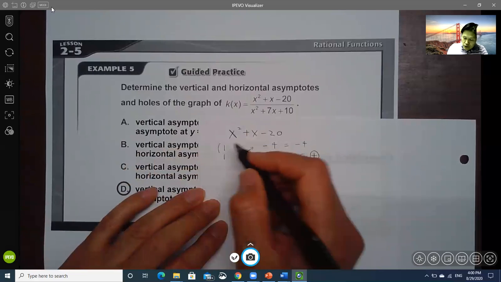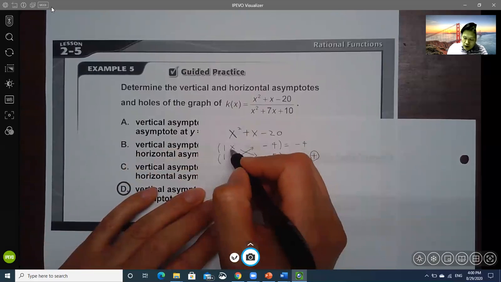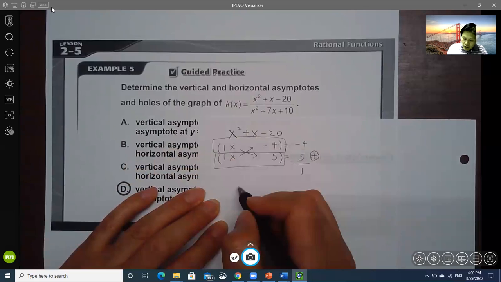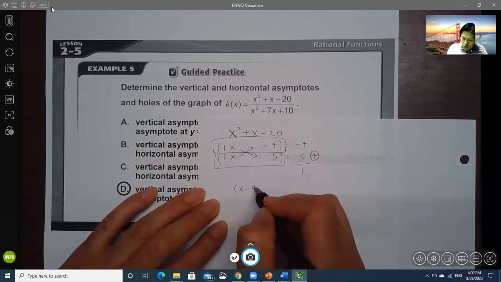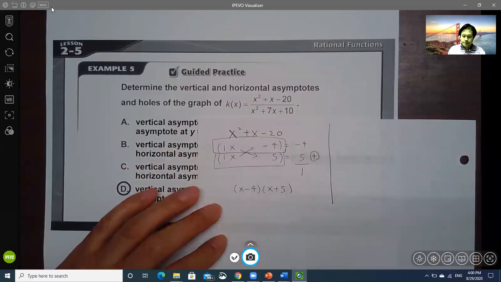Once you found your combination of factors, put a parenthesis, put an x there, top floor, bottom floor. So x minus 4, x plus 5, I factored the numerator.